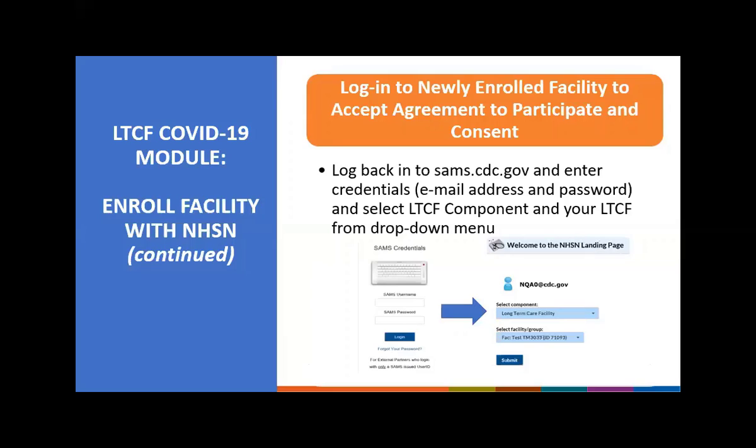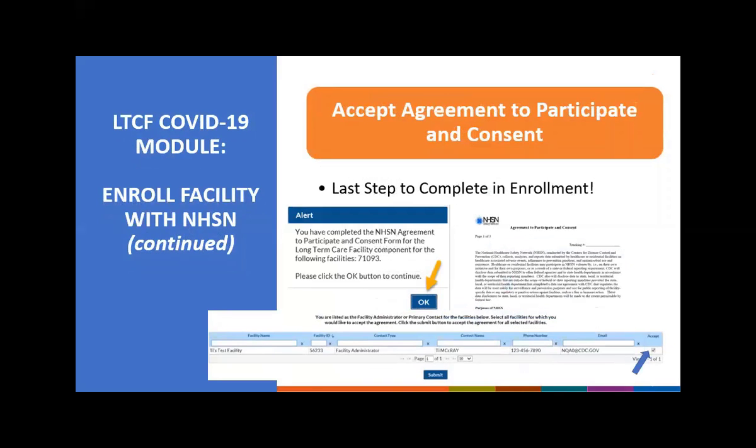Once you do that, then you log back into your sams.cdc.gov, enter your credentials. From the drop-down, you should see long-term care facility component, and then you should see your facility under select facility. So you select the facility, click submit, and the bottom rectangle down here is what you're going to see, or it may come up as an alert on your page.